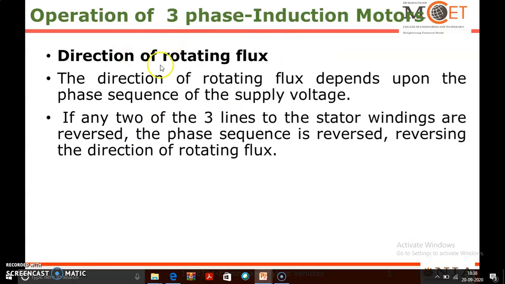Next, the direction of the rotating magnetic flux produced from the stator. The direction of the rotating magnetic flux depends upon the phase sequence of the supply voltage. If any two phases of the three-phase line to the stator windings are reversed, then automatically the phase sequence is also reversed. This reverses the direction of the rotating magnetic field, that is, the RMF.